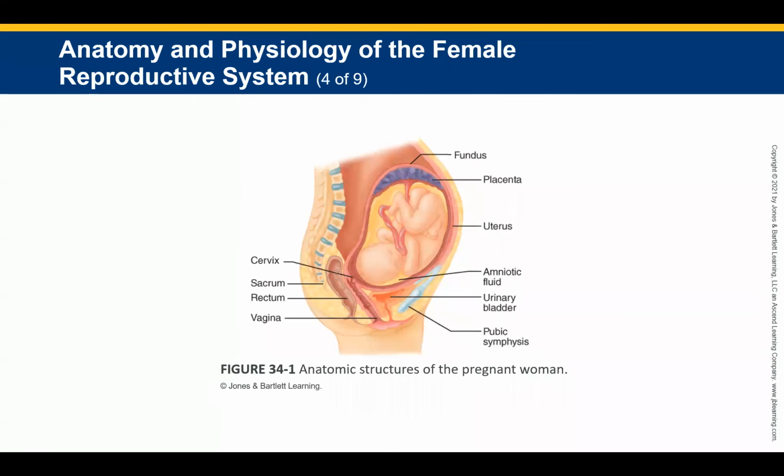The figure on the side shows the anatomic structures of a pregnant woman. We've seen those before without the fetus in there. And now we talk about the child being in place inside the abdomen. So you see the fundus is the very top. You have your placenta, your uterus, your amniotic fluid that surrounds the child, your urinary bladder, your pubic symphysis, cervix, sacrum, rectum, and vagina.